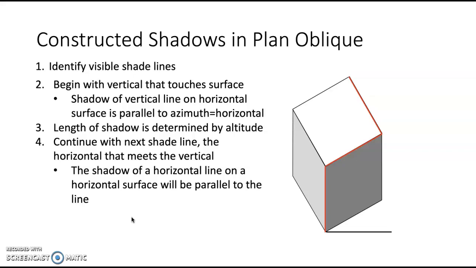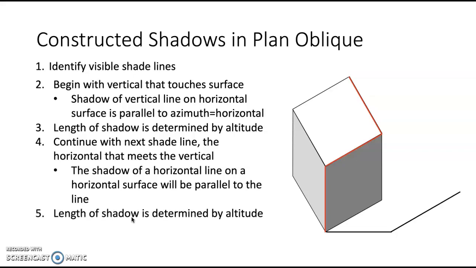That would be the horizontal that meets the vertical. We know one point on it, the end of our first line. This is now going to follow our second rule, the rule of parallels. It is a horizontal line. It's casting a shadow on a horizontal surface, so its shadow will be parallel. In this case, that means it will be drawn at a 30-degree angle. Again, we don't know the length without the altitude. Now we have our second shade line, the shadow of our second shade line.